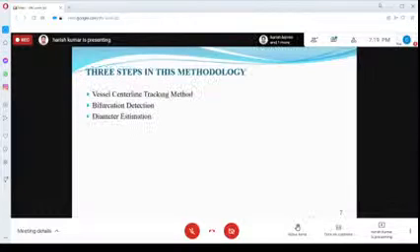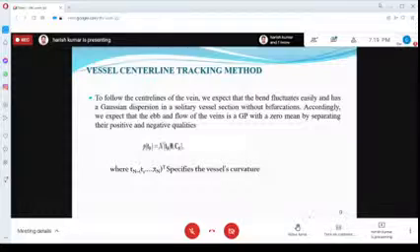For vessel tracking, to follow the center line of the vessel, we expect that the bend fluctuates smoothly and has a Gaussian dispersion in a single vessel section without bifurcations. Accordingly, we expect that the ebb and flow of the vessel is a GP, Gaussian process. This is the formula that we are going to use for determining the diameter of a vessel. I'm going to explain it.